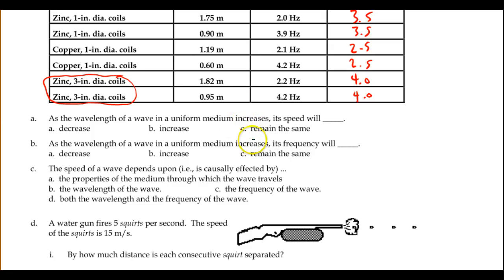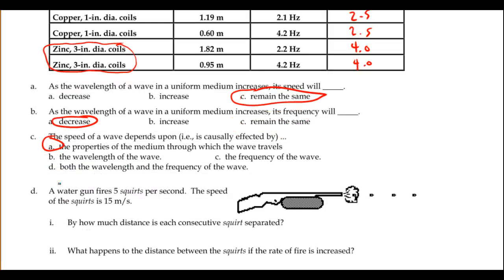So as the wavelength of a wave in a uniform medium, the same stuff, increases, the speed remains the same. If the stuff is the same, the speed will be the same. As the wavelength increases, then the frequency is going to decrease for the same medium. That's the only way we can keep the speed the same. So the speed of a wave actually depends upon the properties of the medium through which the wave travels. So again, sound travels at different speeds in different materials.